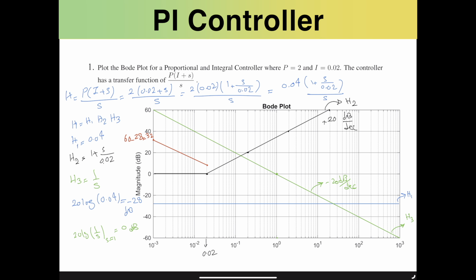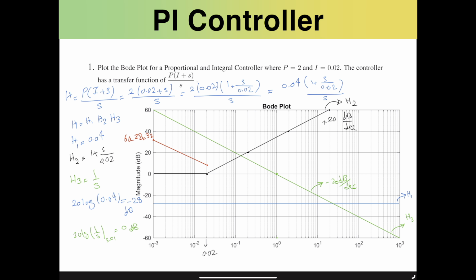Now that we have hit our first critical point, we need to consider what is the change in the slope afterwards. We now have a new line that has positive 20 dB per decade, and that is going to cancel out this green line with minus 20 dB per decade. So essentially, summation of these two would result in a slope of 0. And our blue line already had a slope of 0. So we would have a total slope of 0 from now on.